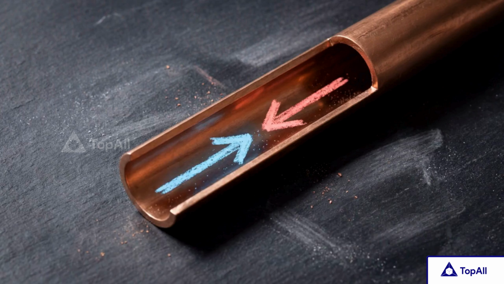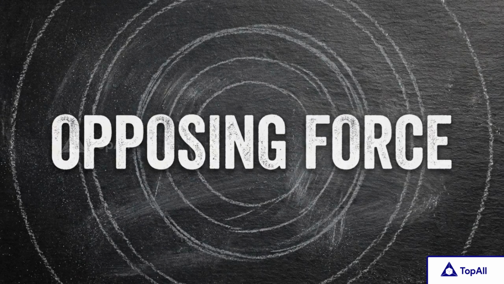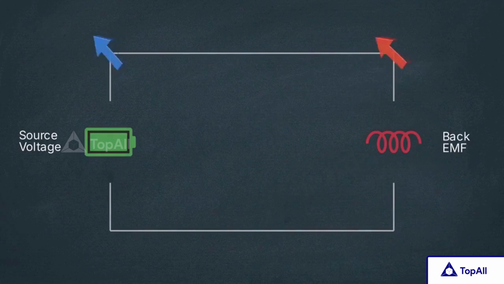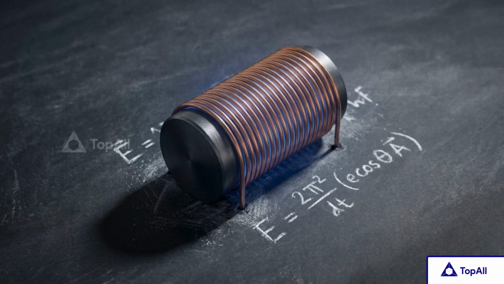The coil generates an opposing force to fight the new current, creating an internal pushback that prevents the flow from peaking immediately. This is back EMF. It is an induced voltage created by the coil's own changing magnetic field, and it pushes directly against the source voltage. A coil actively resists any sudden changes to the electrical current flowing through it.